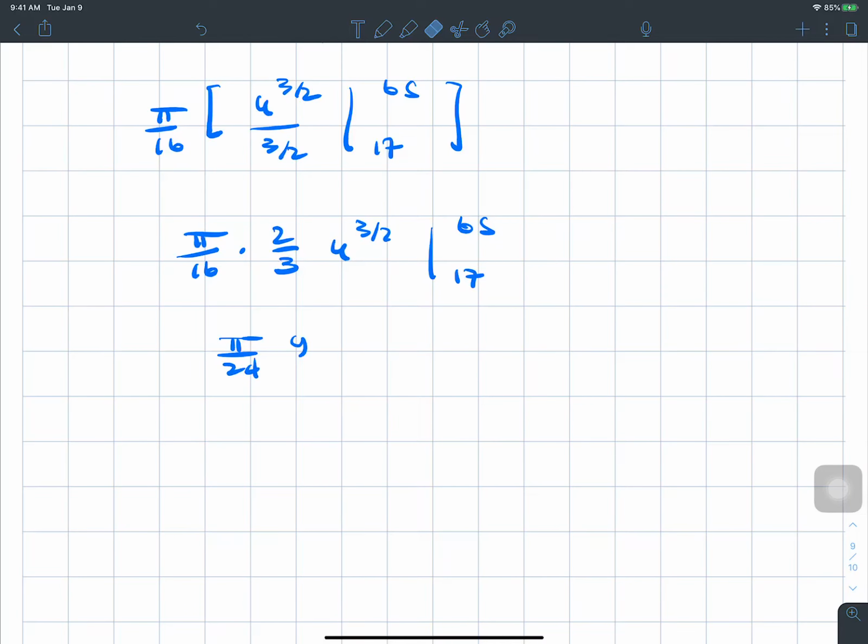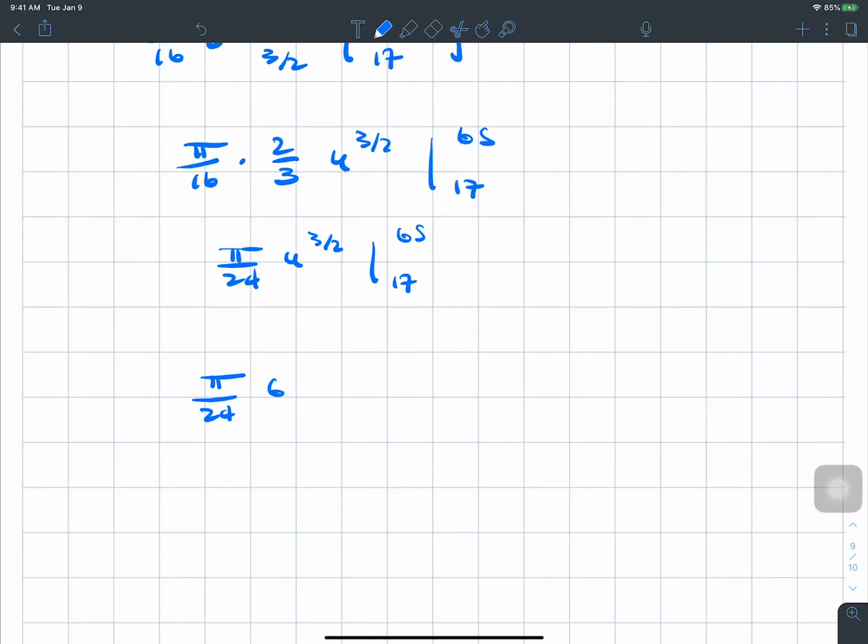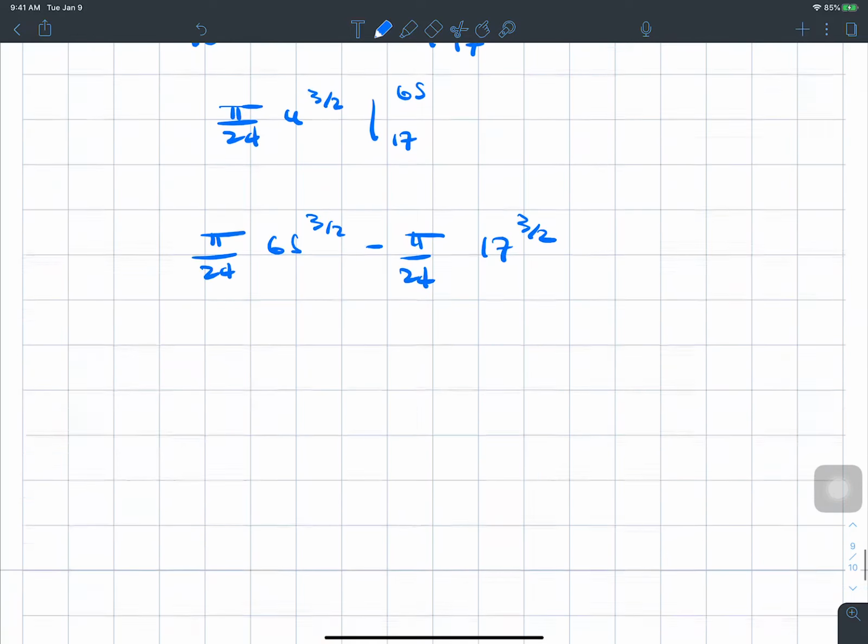U to the 3 halves, 17 to 65. So, yeah, 2 and 16 cancels. That's 8. That's a 24. Anyway, pi over 24, 65 to the 3 halves minus that pi over 24, 17 to the 3 halves. I'm going to write a better 24 here, and factor out your pi over 24: 65 to the 3 halves minus 17 to the 3 halves.